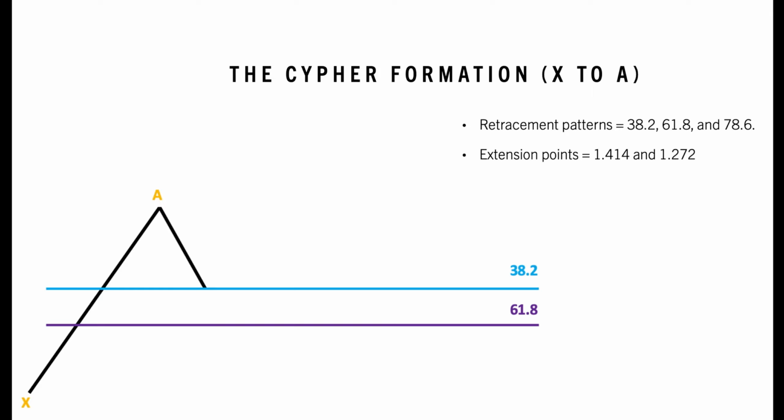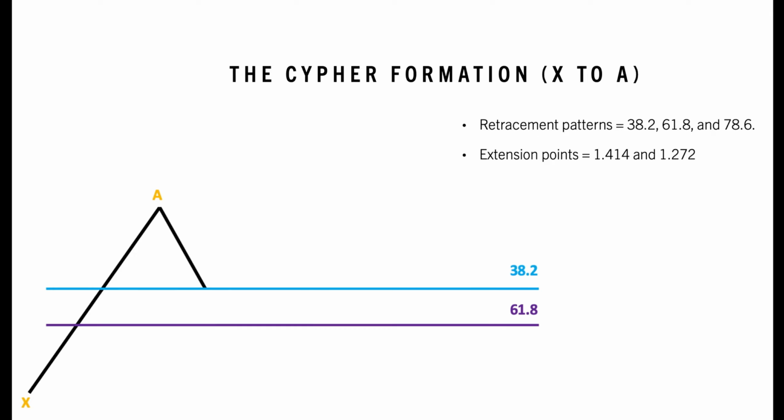So take a look at the chart on the left-hand side. We have 38.2 and 61.8. You have the X and you have the A. So I'm going to break this down to you. During this step, you will need the first leg to identify the X to A of the pattern. Once you have identified the X to A of the pattern, you can then identify the B leg.